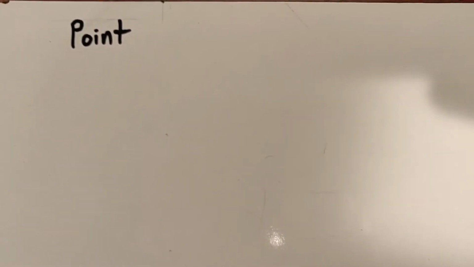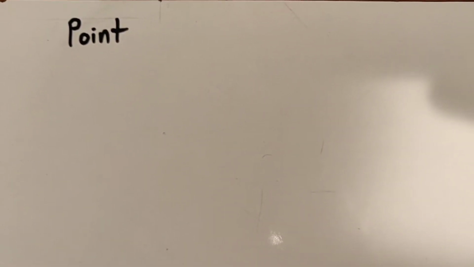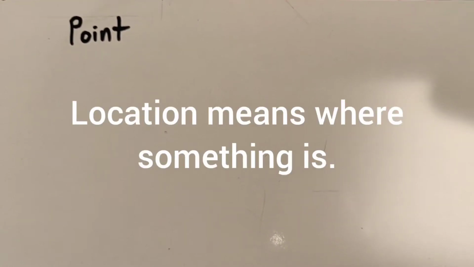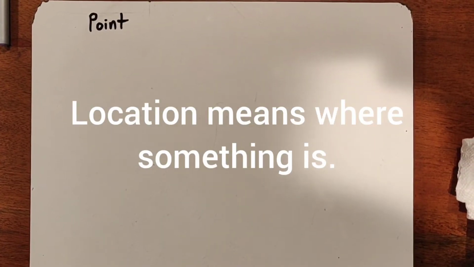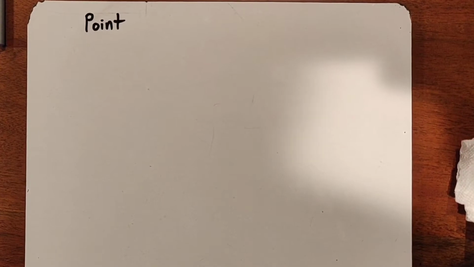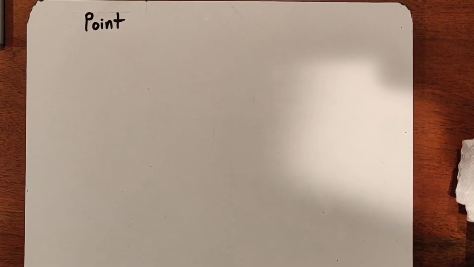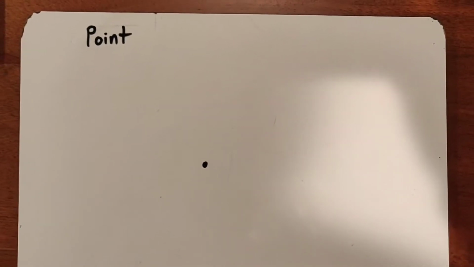First, let's talk about what a point is. A point shows location. It doesn't have a size, the only thing it does is show location. So if I put a point somewhere on this whiteboard, it's going to show the location of where I put the point. So there you can see that the point shows that the location is there.